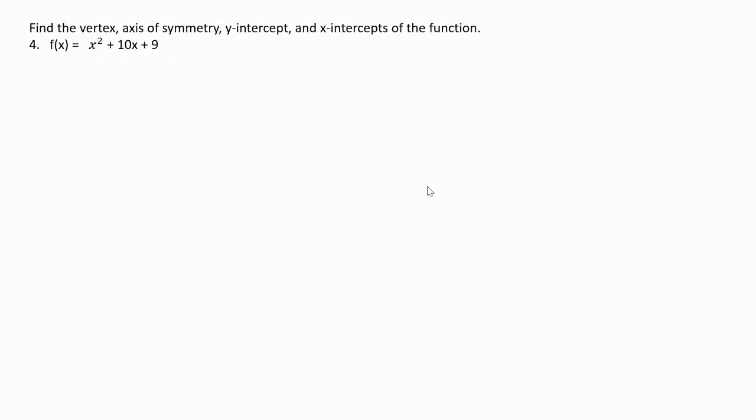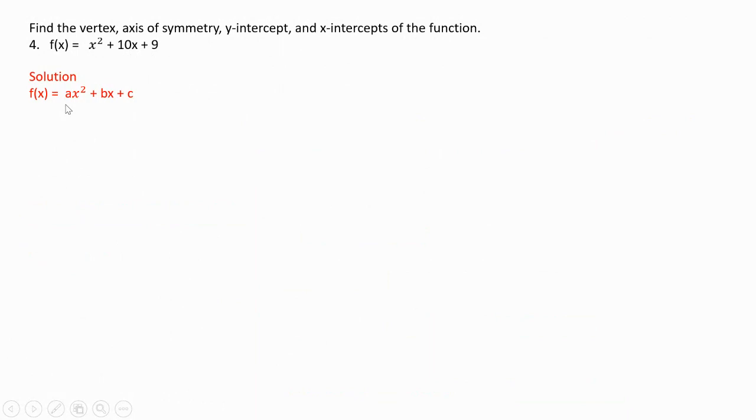Okay, now number 4. And again, I'm picking topics out of every chapter. And most of these, if you take another math class, you're probably going to see them again. That's why I try to assign some problems that students will more likely see again. So number 4, you have x squared plus 10x plus 9. I want you to find the vertex, axis of symmetry, y-intercept, and x-intercept of the function. Okay, so solution.